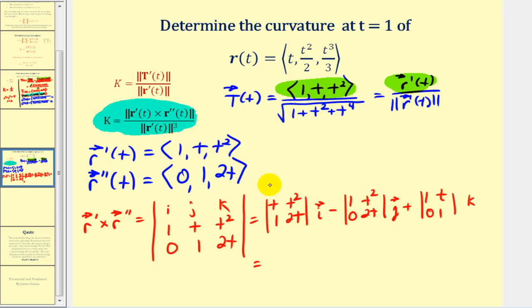So the result would be 2t squared minus 1t squared, that's t squared. Here we're going to have 2t minus 0, but there's a minus sign here. It's going to be negative 2t for the y component. And here we're going to have 1 minus 0, so the z component will be 1. Okay, now that we have the cross product, we need to find the magnitude of this, and that's going to be our numerator. And then we need to find the magnitude of r prime of t and raise it to the 3rd power for our denominator of the curvature. So let's go ahead and take that information on the next slide to finish this up.